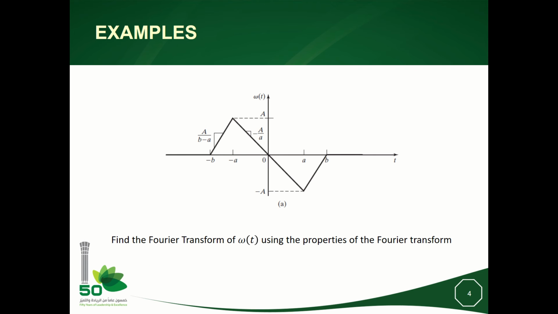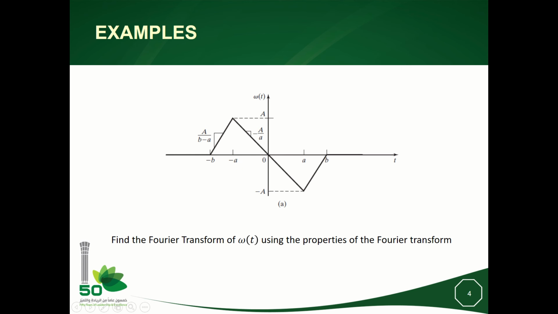This is another exercise where we are asked to find the Fourier transform of the function omega t using the properties of the Fourier transform. So this is a time-dependent signal composed of 3 lines. And we will assume that I have here two constants, a and b, both of them positive, with b greater than a.